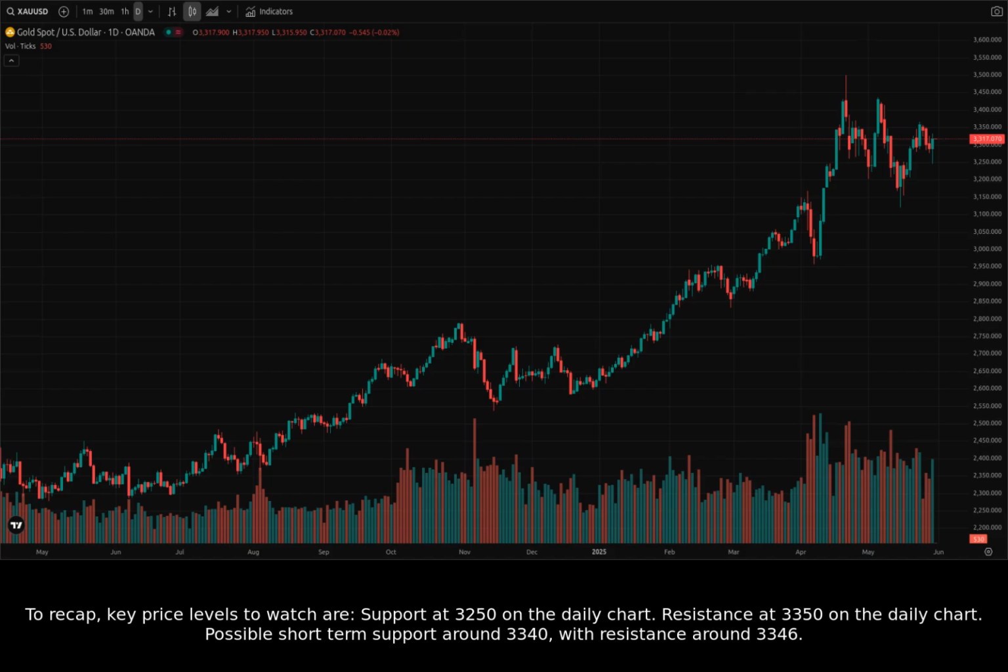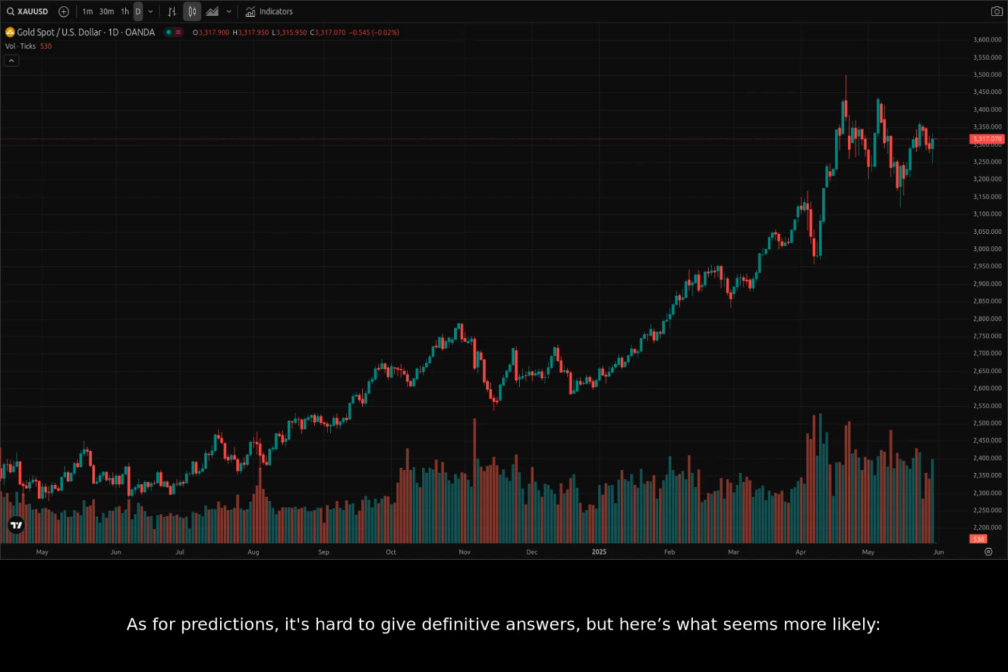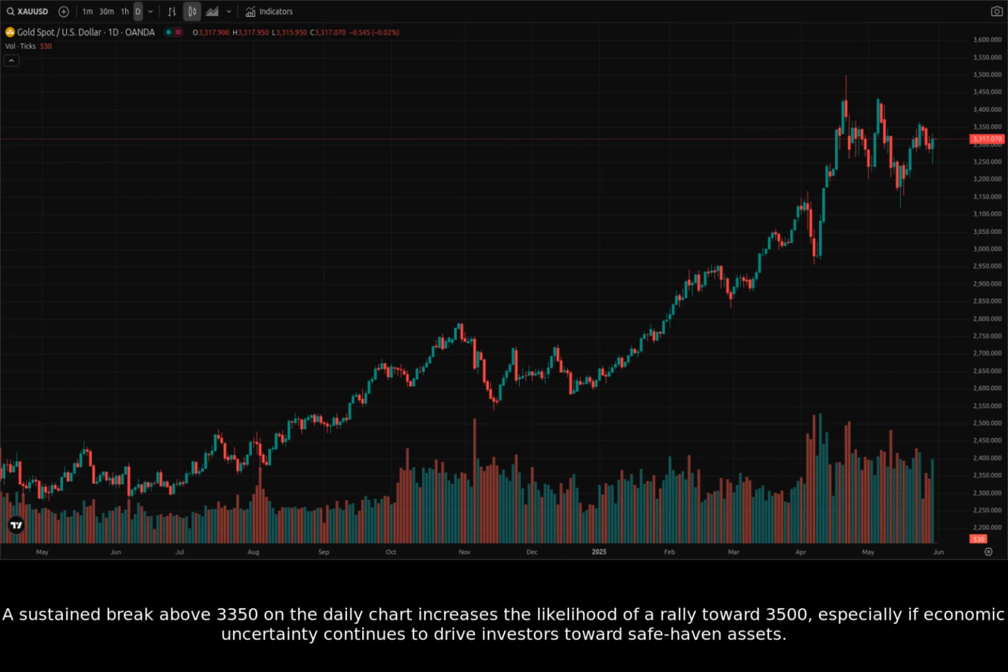To recap, key price levels to watch are support at 32.50 on the daily chart, resistance at 33.50 on the daily chart. Possible short-term support around 33.40, with resistance around 33.46. As for predictions, it's hard to give definitive answers, but here's what seems more likely. A sustained break above 33.50 on the daily chart increases the likelihood of a rally toward 3,500, especially if economic uncertainty continues to drive investors towards safe haven assets.